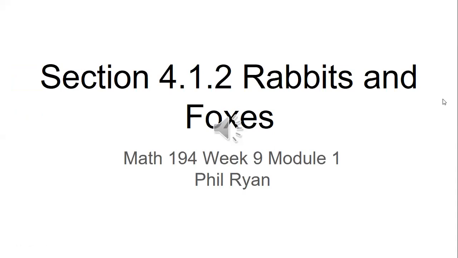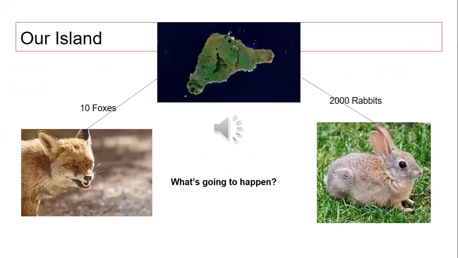Well, this is our first module. We're going to look at rabbits and foxes. It's continuing our look at population growth. So here is our island. On the island we've got 2,000 rabbits, and we're trying to figure out what's happening to the rabbit population.